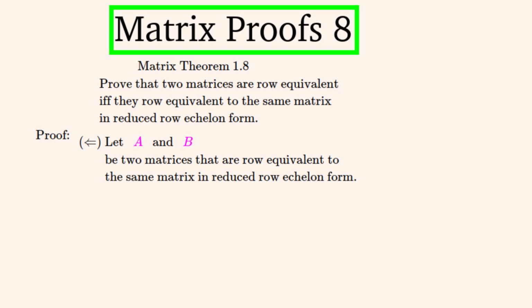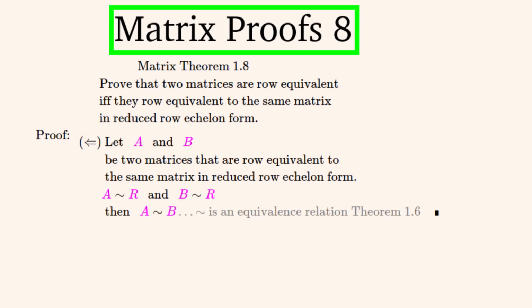So now to prove this in the reverse direction, we'll define A and B to be two matrices that are row equivalent to the same matrix in reduced row echelon form. So that's way too much information. We only need to say that they're row equivalent to the same matrix, and we'll call this matrix R, standing for reduced row echelon form.